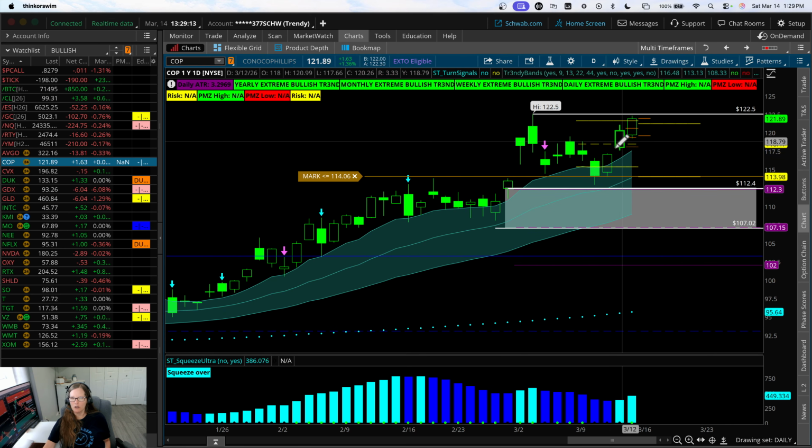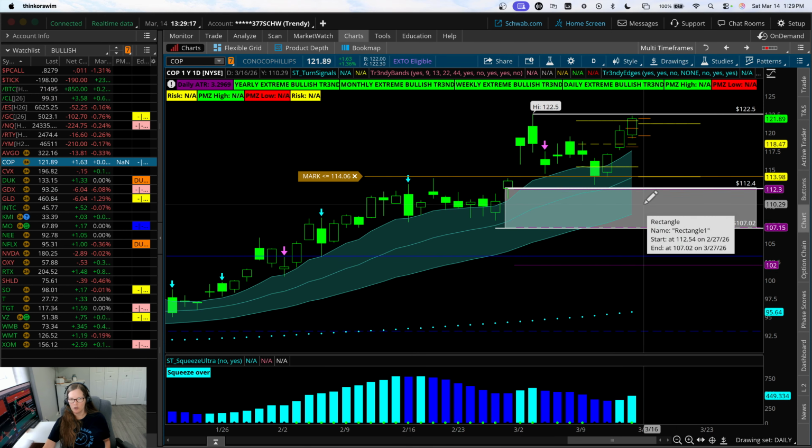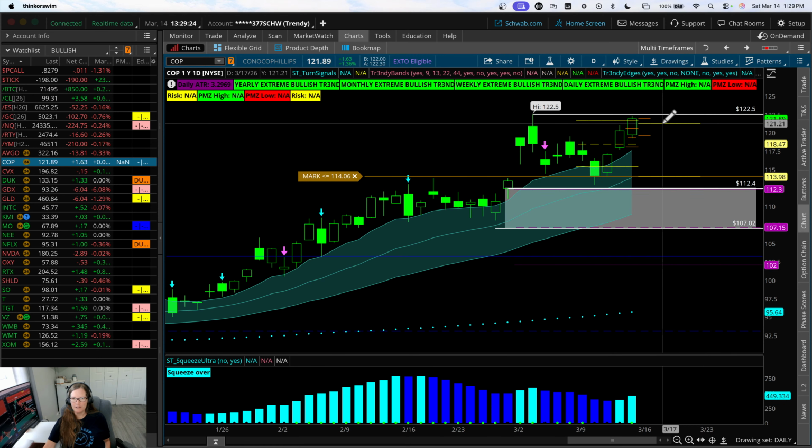And be alerted if we get a pullback on this bullish trending name in an area of the market that is currently leading. As far as targets go, I'm targeting 121 to 122 and a half on ConocoPhillips.